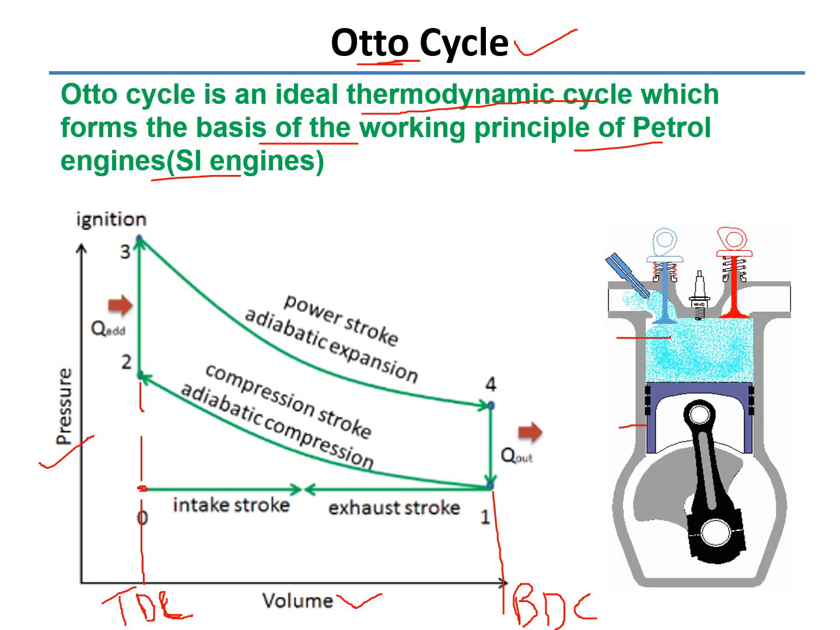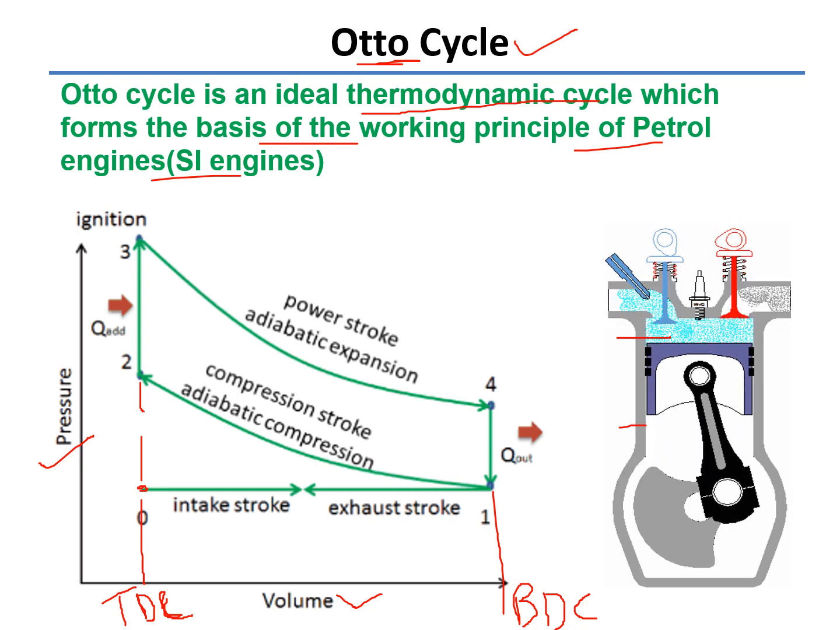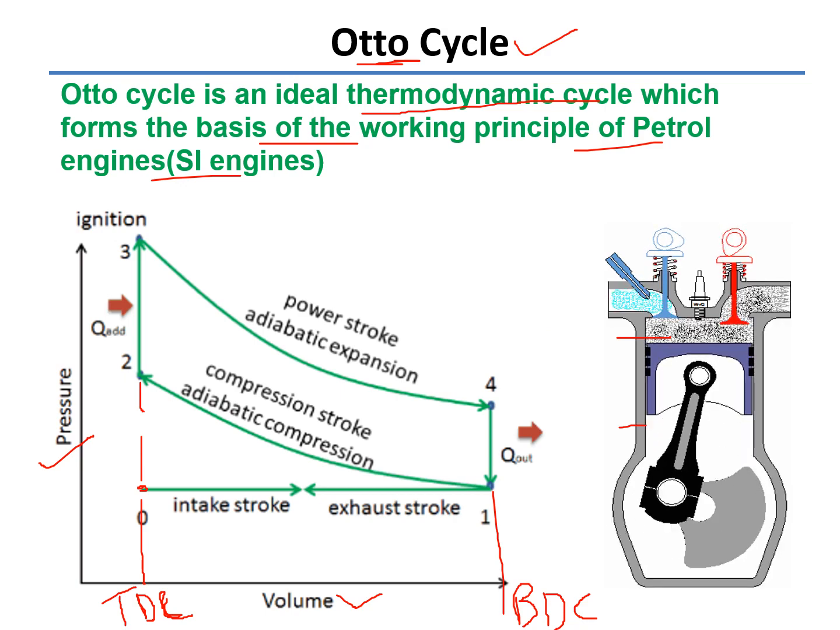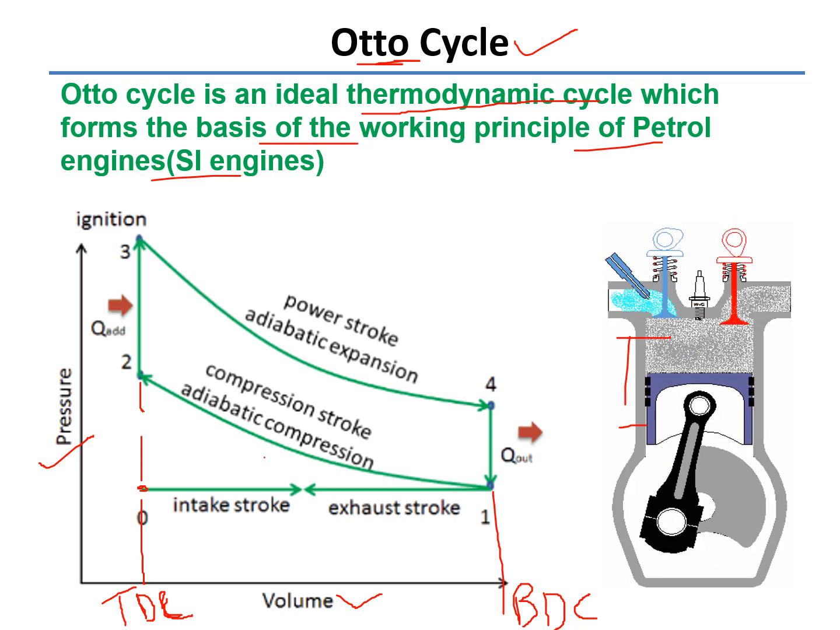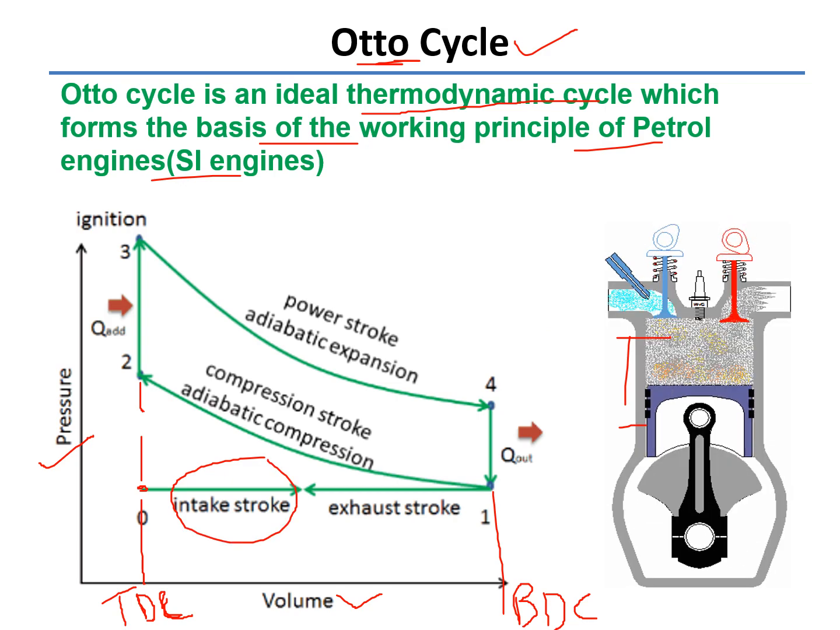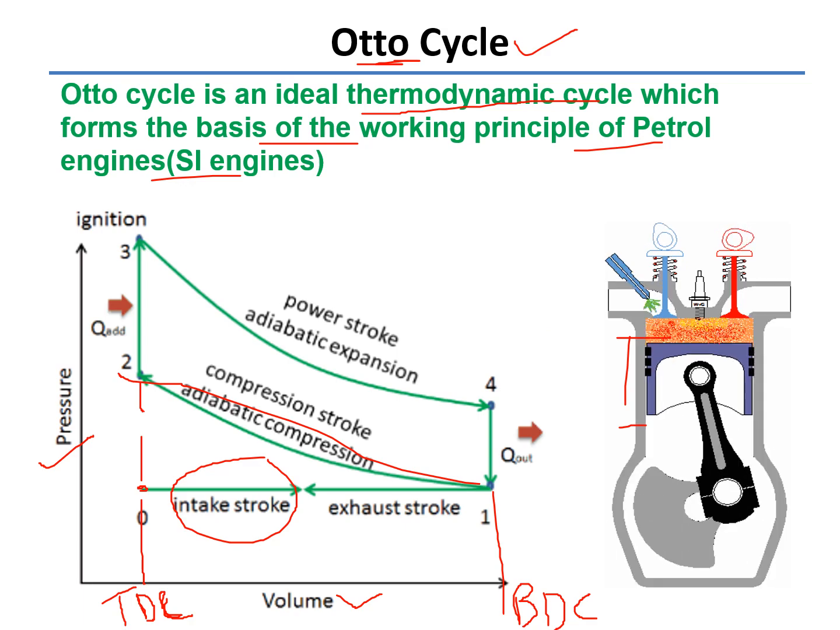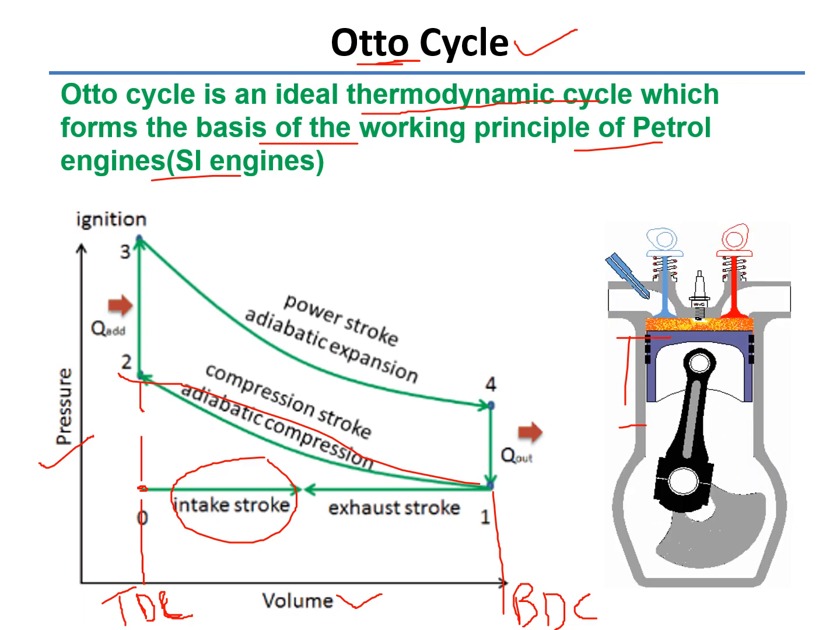So when we start with 0, then 0 to 1, the piston is moving from TDC to BDC. Then we have the intake stroke. It means the fresh charge will enter the cylinder. Then 1 to 2, the piston will move from BDC to TDC. Then we have the compression.